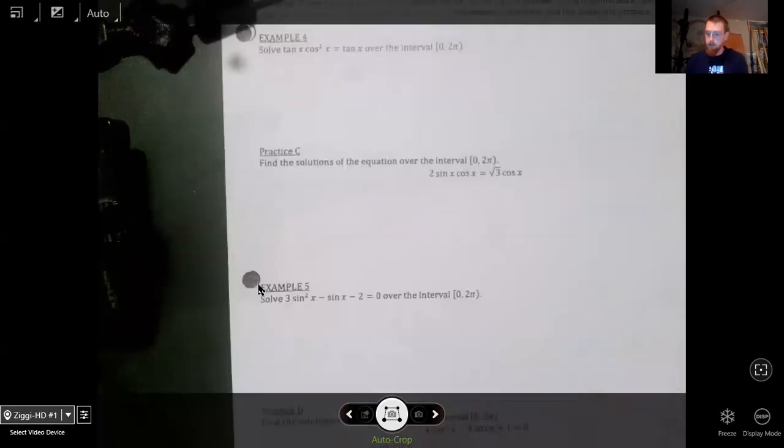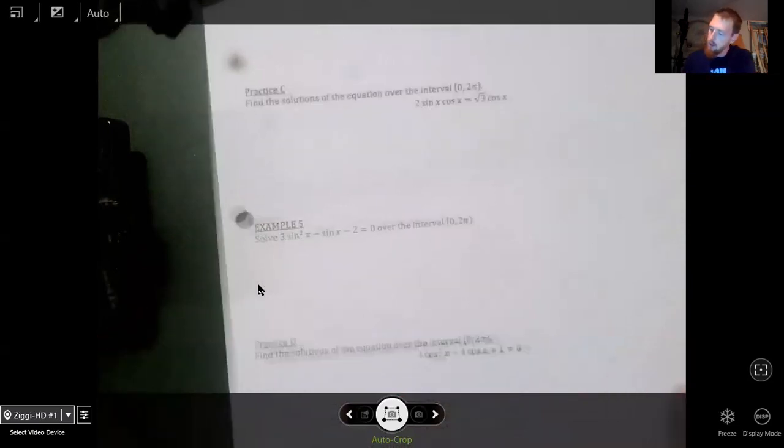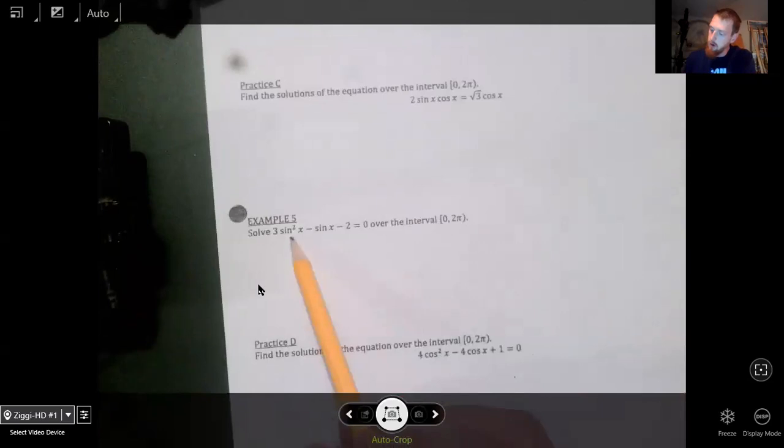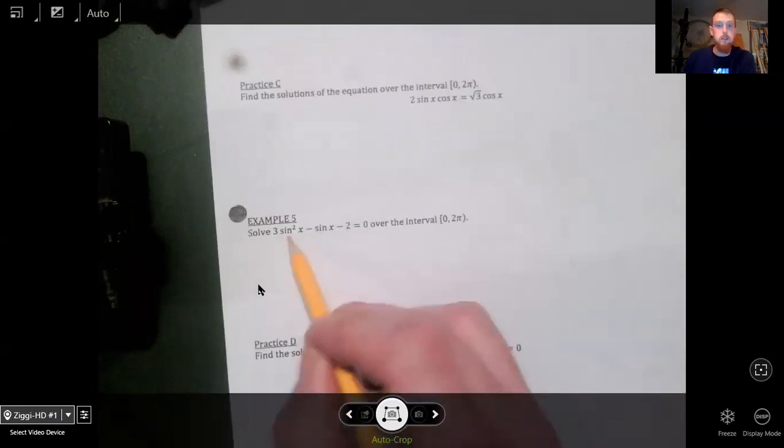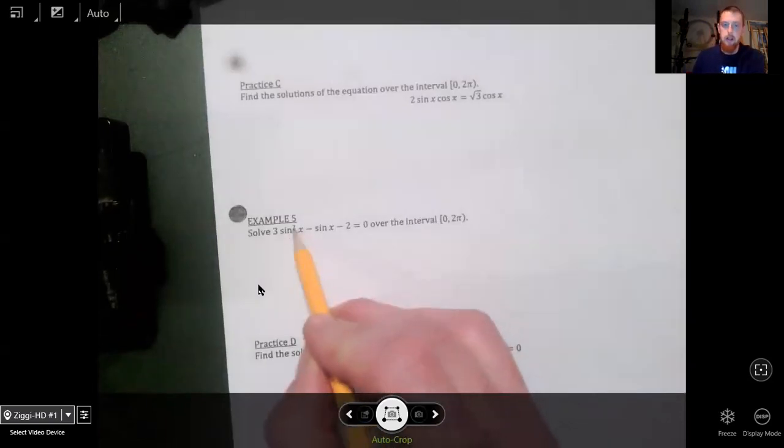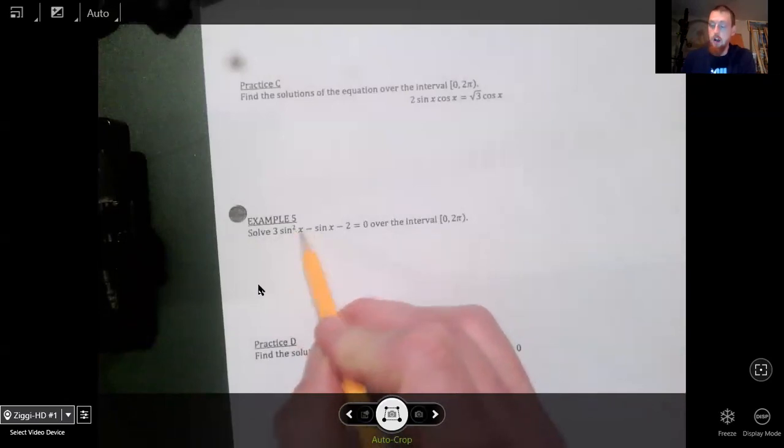All right, so let's solve example 5, and then we'll call it quits for right now. So this is 3 times sine squared of x minus sine of x minus 2 equals 0. This sine squared of x, that's sine of x times sine of x. The reason we put the exponent right there is because we don't want to make it look like we're doing the sine of x squared. We're doing sine of x times sine of x. That's the notation for that.